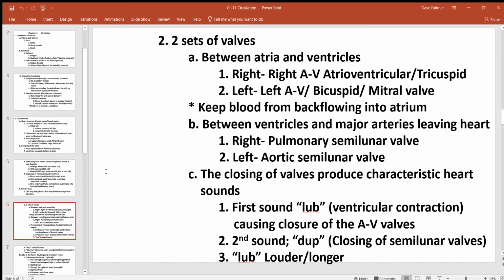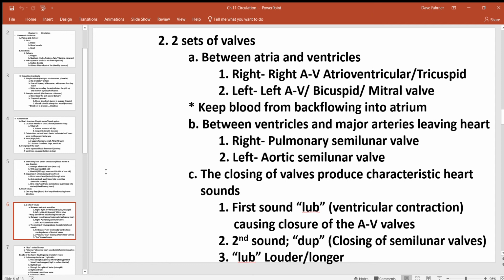Tricuspid is called tricuspid because it has three parts to the valve, three cusps that slap together when it's trying to prevent backflow. On the left side of the heart, the left AV valve is located. It's called the bicuspid valve, and as you can guess, bicuspid means it has two parts to the valve. The more common name for this valve, though, used in medicine, is the mitral valve. So it's got actually three names: the left AV, the bicuspid, or the mitral valve. And this keeps blood from backflowing into the atrium when the ventricles contract.